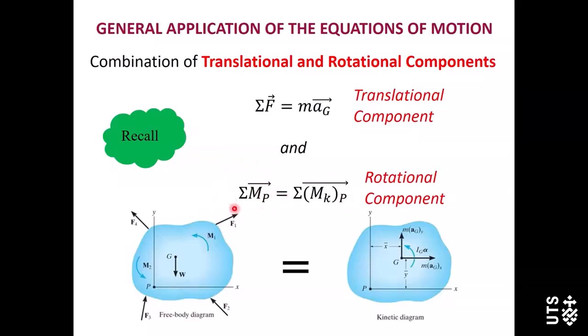On the left side, that's the resultant moment generated by all external forces and couple moments about point P, the selected point. On the right side, this is called the kinetic moment. And here, the free body diagram and the kinetic diagram. These two equations are in vector form.